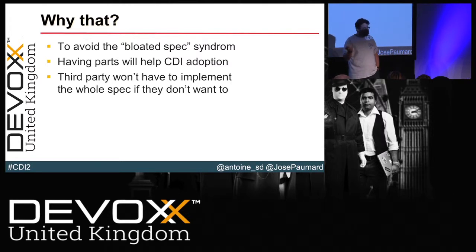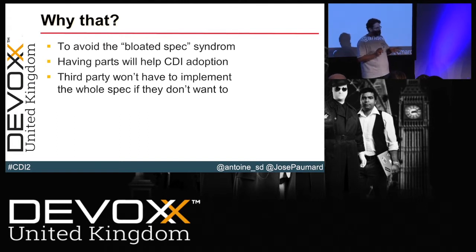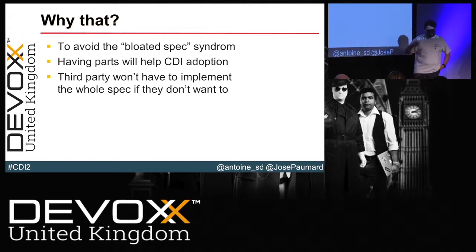We have other specs that told us that CDI is nice, but it's too big, the implementation is too heavy, et cetera, et cetera. So providing an extract of the CDI API, of the CDI spec, could help those people to say, OK, I have a version of CDI very simple with basic dependency injection and events. OK, I take that. It's quite simple. I can go that way. So again, to boost the adoption of the spec.